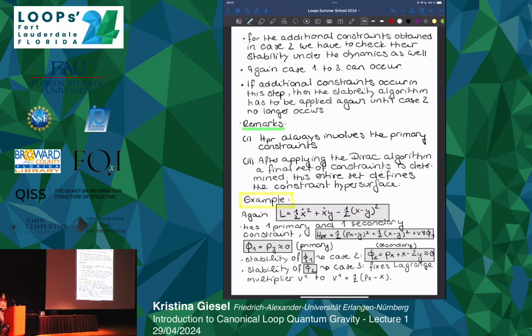Now we have to test whether this phi 2 is stable with respect to the dynamics of the primary Hamiltonian. And we see this basically brings us into case 3. And in case 3, we can solve the stability condition for the Lagrange multiplier, which is just V1 here in this simple example. So we are in case 3, and we just ensure stability of phi 2 by choosing V1 of this form. And then you have a consistent dynamical system with 2 final constraints in your final set of constraints.